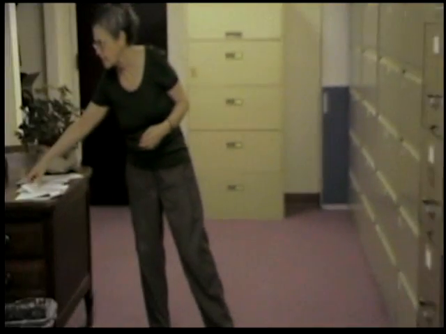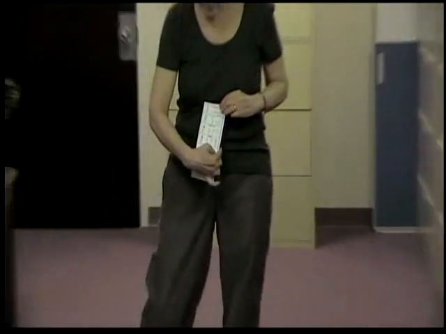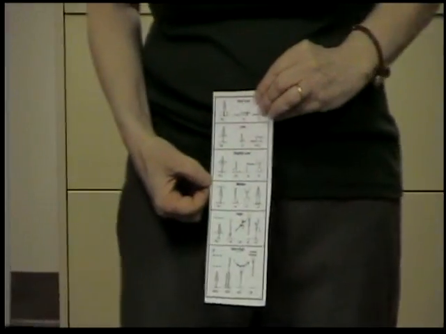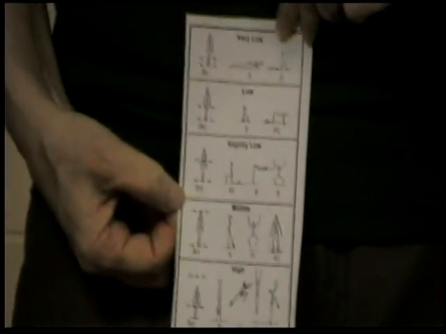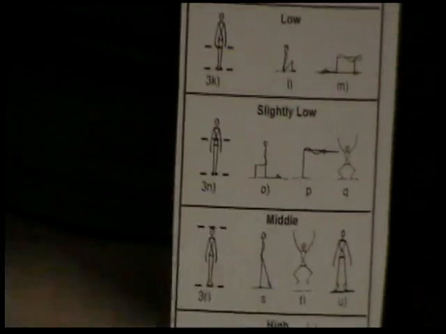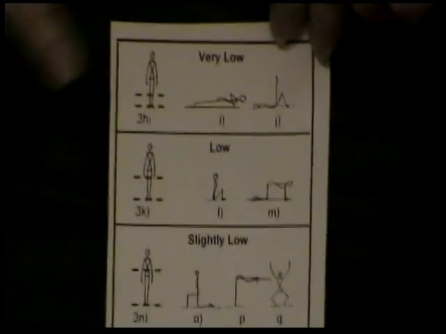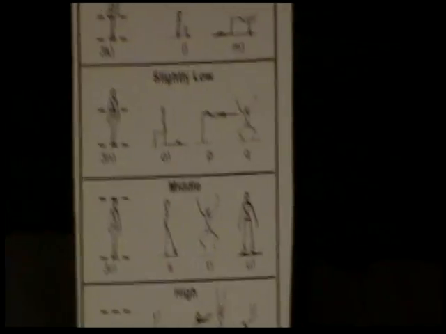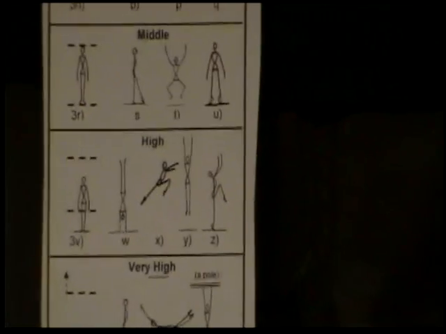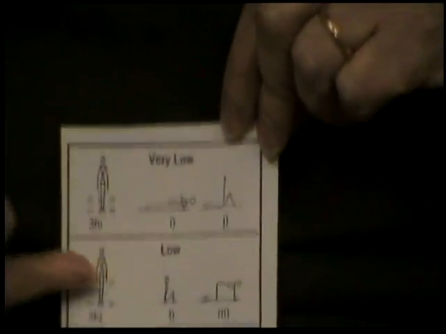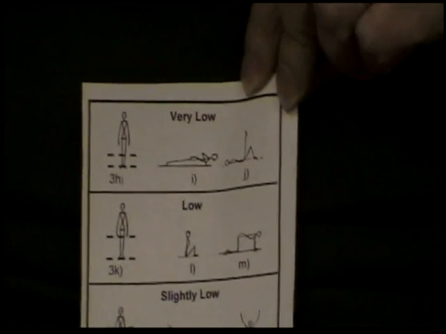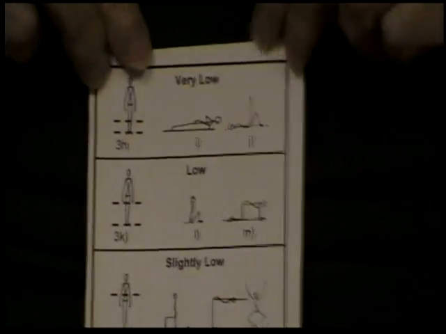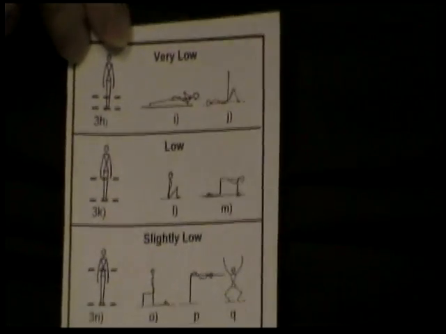Now here are some examples also that are in my paper of the altitudes and different positions that you could be in with them. Lying on the ground for very low. Here the line is at the waist, so it's low, and so forth.